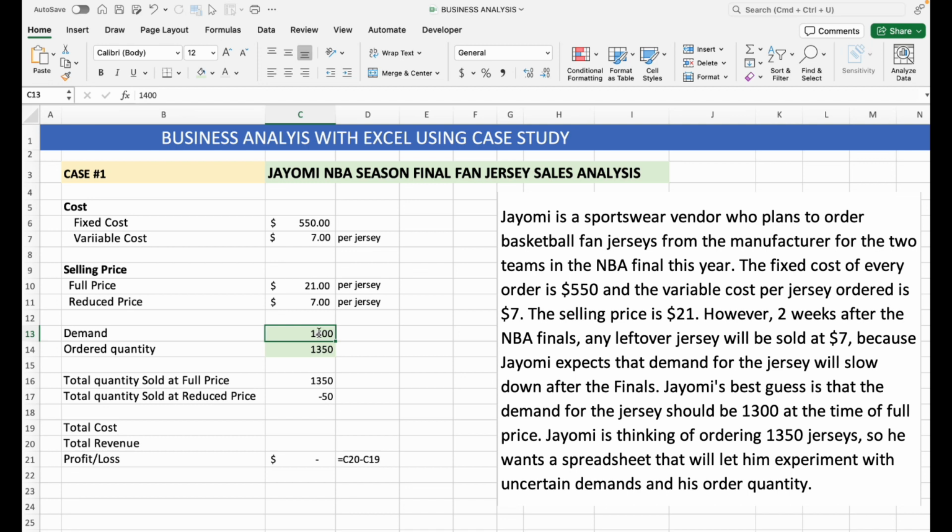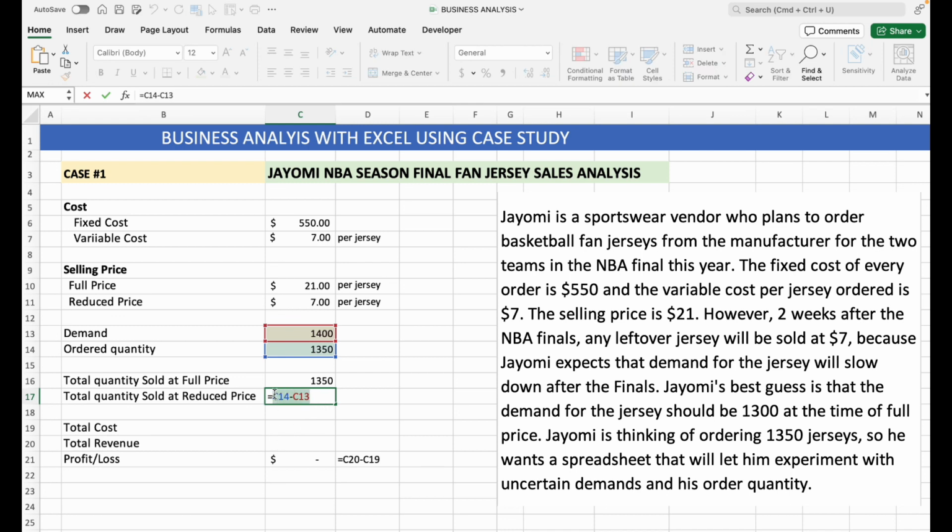But we've not solved for this. So let's assume the demand is 1,400. We cannot have a negative value for sales. It means we would have finished selling everything at the full price. So how do we solve this? So that this will only pick the value that is needed. So let's look at this again. The way we can solve this, we can use the max Excel function.